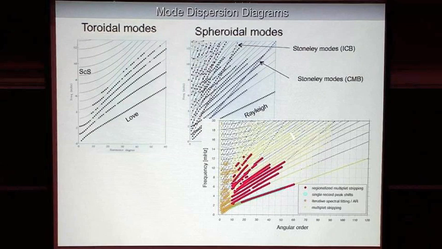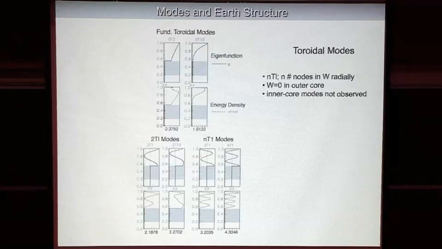Here is how these modes see the structure inside the Earth. In principle, what we do when we observe modes is that we solve an eigenvalue problem. And here are the eigenfunctions. Unfortunately I didn't bring the formula, but I wanted to keep it simple. In principle, these 1D plots tell you how the individual modes are sensitive to structure inside the Earth. This is for toroidal modes, fundamental toroidal modes.